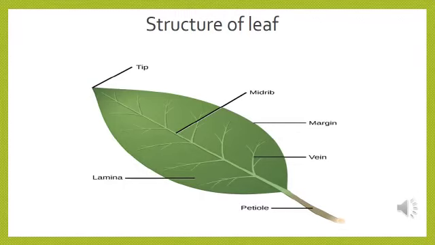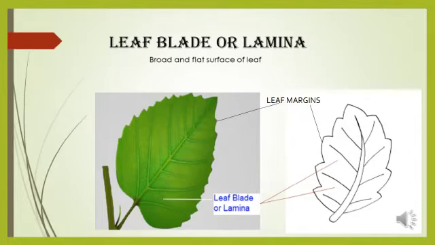Before moving further, let us give a quick review of various parts of the leaf. Leaf consists of various parts like tip, midrib or main vein, leaf margin, leaf blade or lamina, petiole, side veins, etc. A leaf has a leaf blade which is limited by the margins. The wide surface area of the leaf helps in sufficient absorption of sunlight.